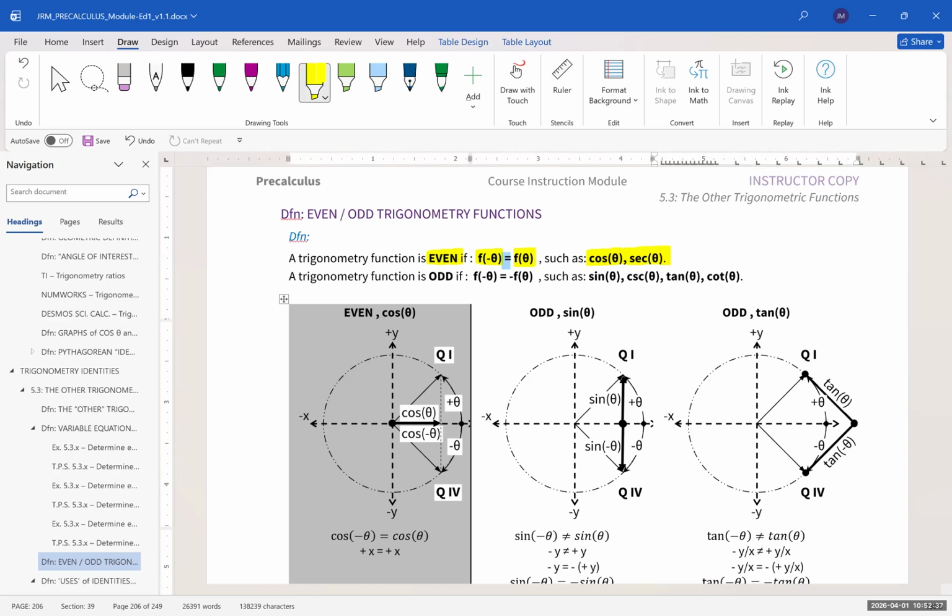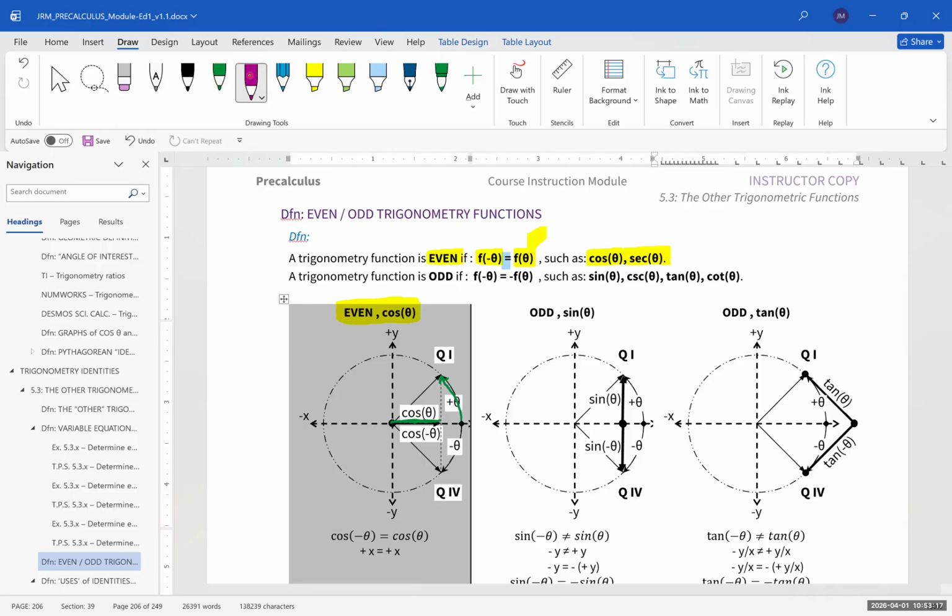So let's take a look at why that's the case. Why are cosine and secant considered to be even? So we're going to look at a visual of this property. Here we're looking at a unit circle, and you can see we have a positive angle. What is the cosine of the positive angle? What is the value of x for that positive angle? Well, the value of x is this distance right here.